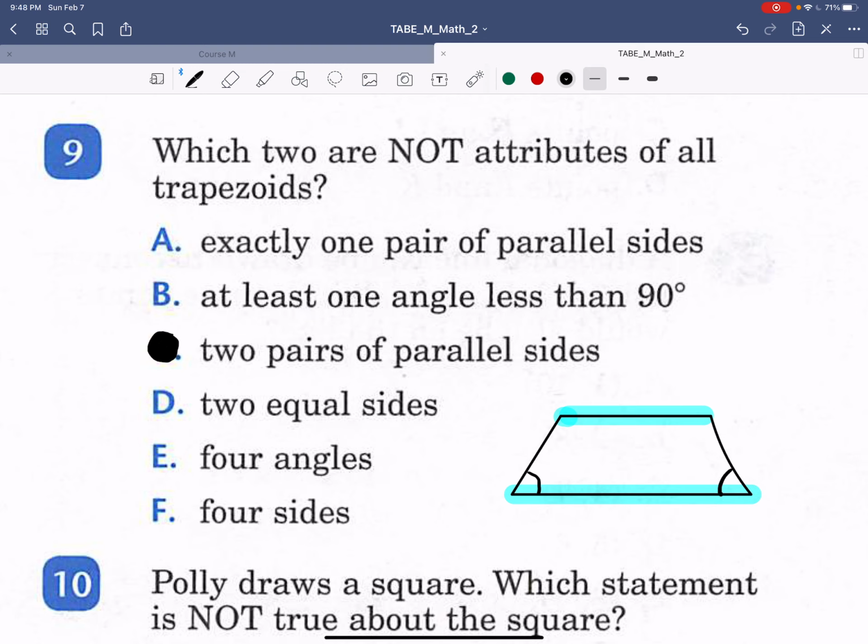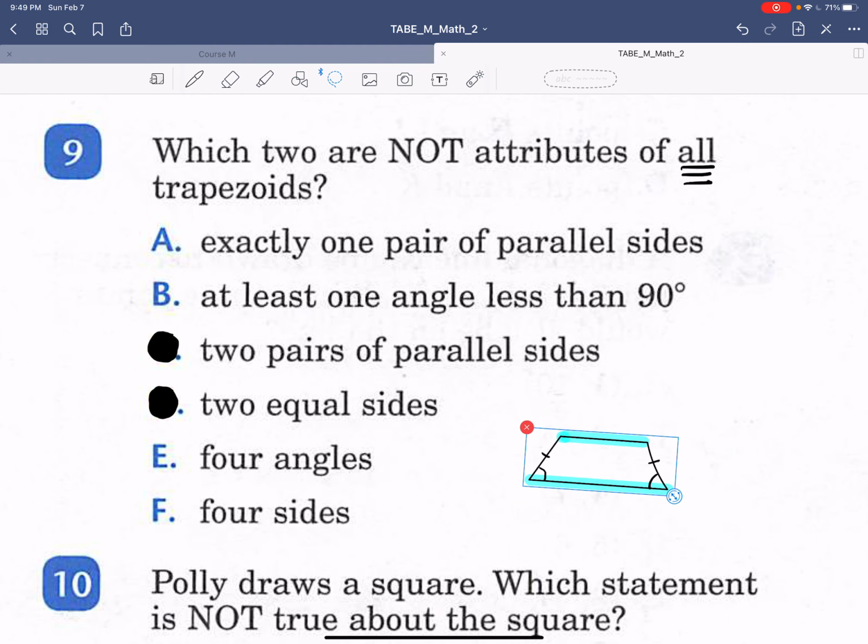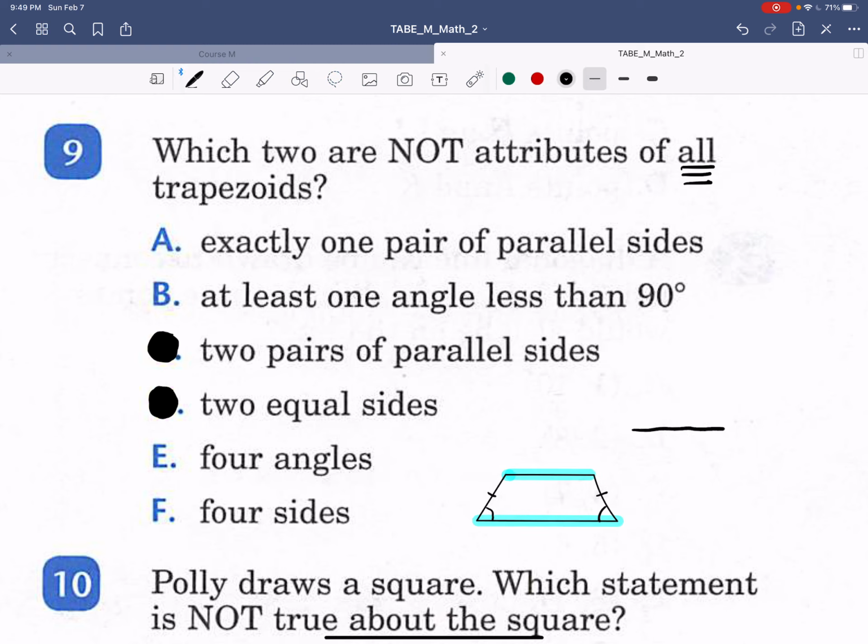2 equal sides? We have this one, and we have this one. But that is not always the case. You don't have to have those being equal. In my example, they're equal, but they won't always be equal. And this says of all trapezoids. Let me draw you one where they're not equal. Look at this one. Because in my example there, they are. But don't be misled by that, because you could have a trapezoid that looks like this.